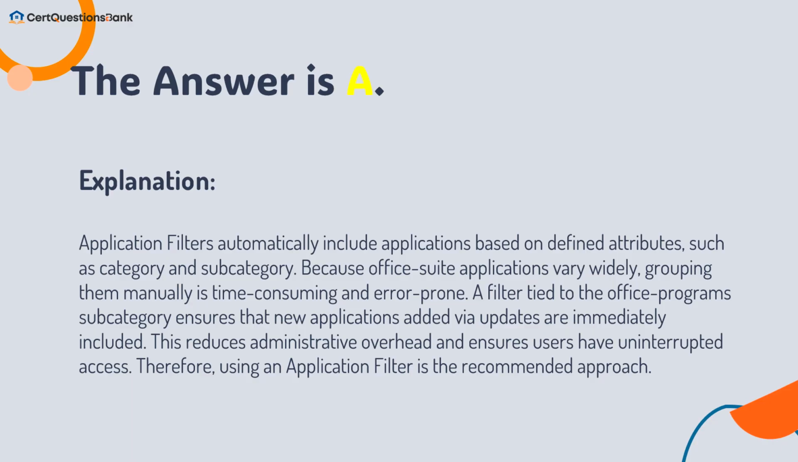Application filters automatically include applications based on defined attributes, such as category and subcategory. Because Office Suite applications vary widely, grouping them manually is time-consuming and error-prone. A filter tied to the Office Programs subcategory ensures that new applications added via updates are immediately included. This reduces administrative overhead and ensures users have uninterrupted access. Therefore, using an application filter is the recommended approach.